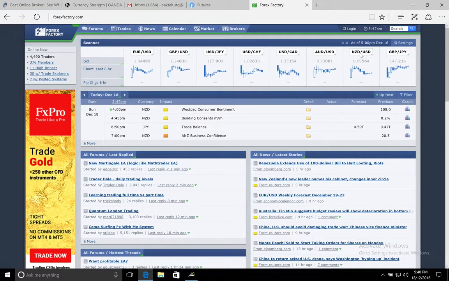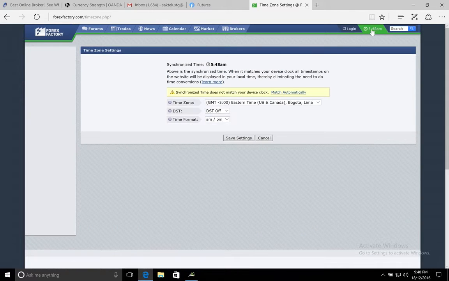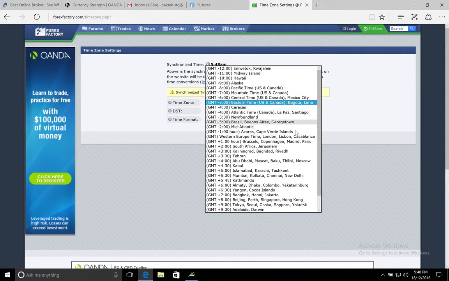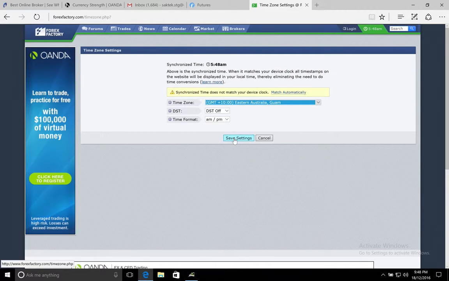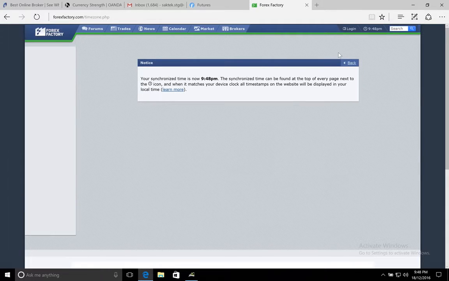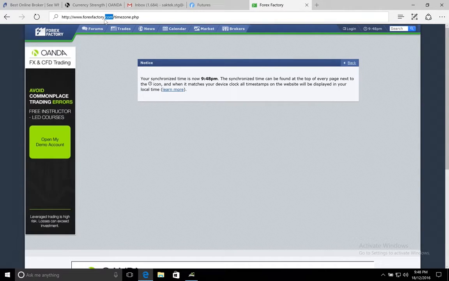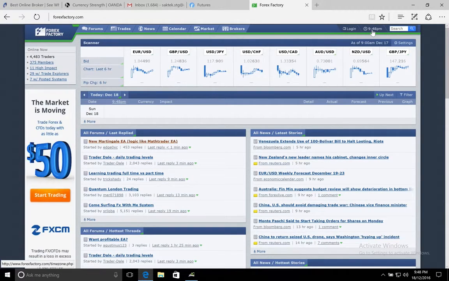First thing I want to set up is my time frame to the local, which means Sydney time. Daylight saving is on. Save setting. Now if I go back to the main page, I should see that the time is reflecting what I have in Australia right now.